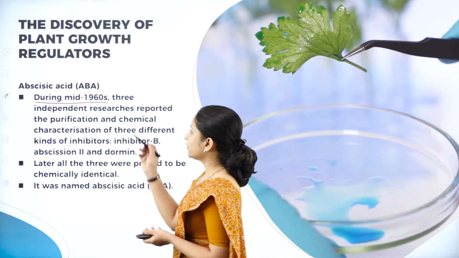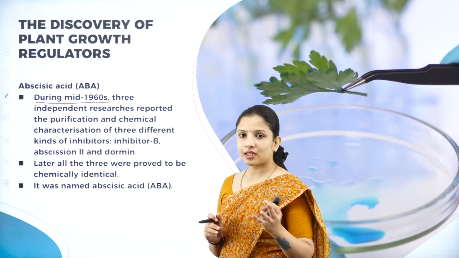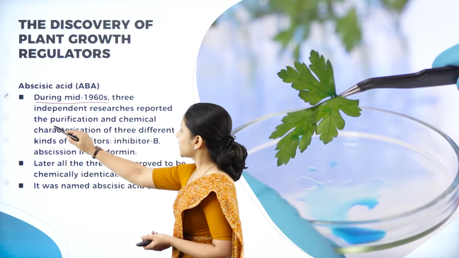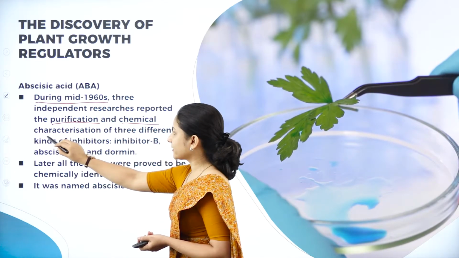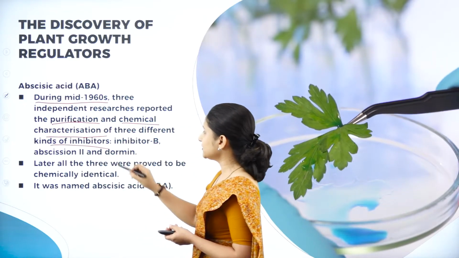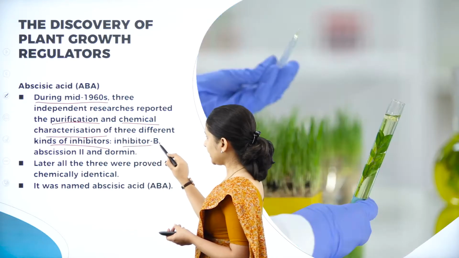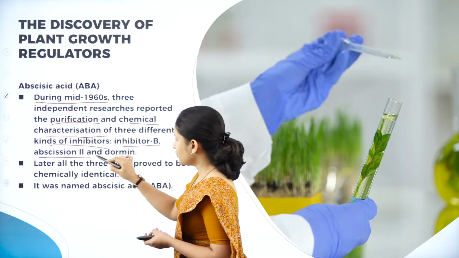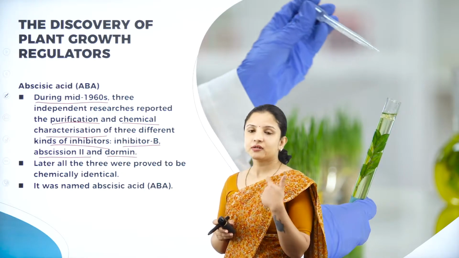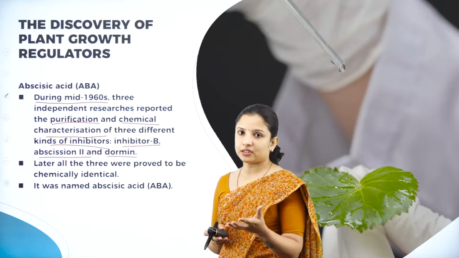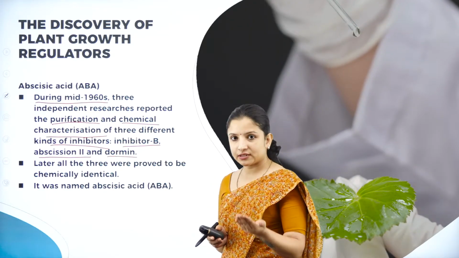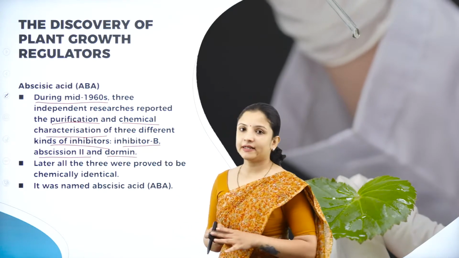During the mid-1960s, 3 researchers reported the purification and chemical characterization of 3 different kinds of inhibitors, that is inhibitor B, abscission 2 and dormin. They named these inhibitors because they don't help in the growth of the plant. So abscisic acid, in one way, is also a kind of inhibitor. How was it discovered? It was discovered in the mid-1960s.